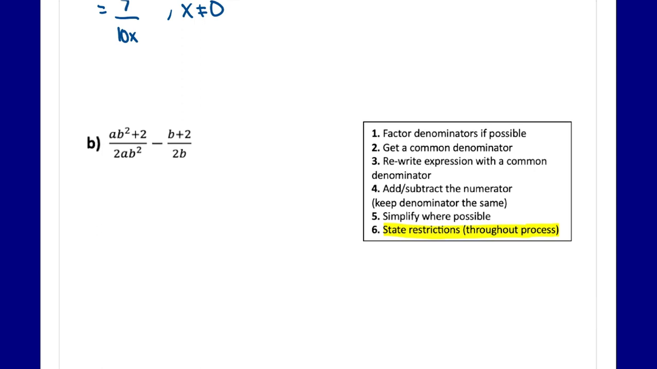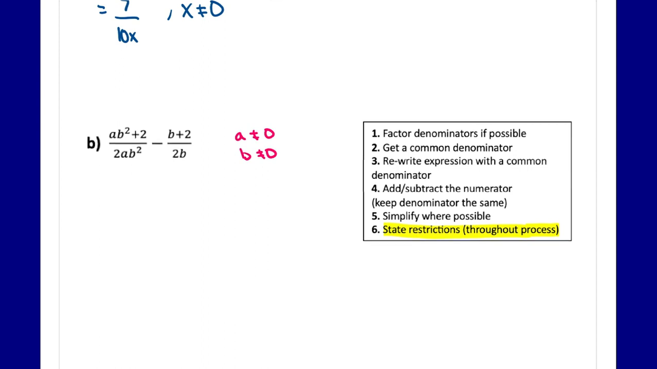We do want to look to factor in some cases, which will be more apparent in the next couple examples, but the main thing is stating the restrictions as we go through. So I have two expressions. I'm subtracting. I'm going to look to see if there's any restrictions. Well, right now the restrictions are A cannot equal 0, and B cannot equal 0. Those are my two restrictions that I can see right off the bat.